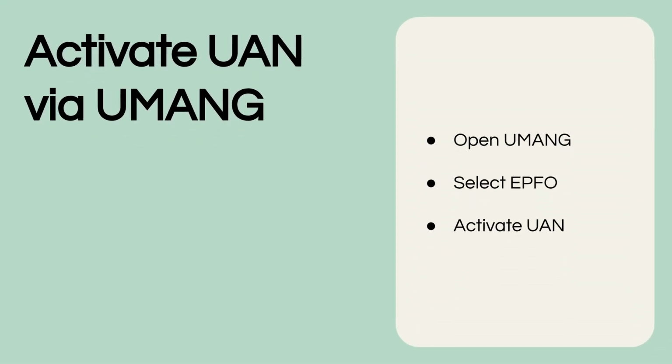On the Umang app, go back to the EPFO section and select Activate UAN. Enter your UAN, member ID, mobile number, and Aadhaar number. You will receive an OTP on your registered mobile number for verification. Enter the OTP to complete the activation. Once activated, you can set a password for future logins to the EPFO portal through Umang.